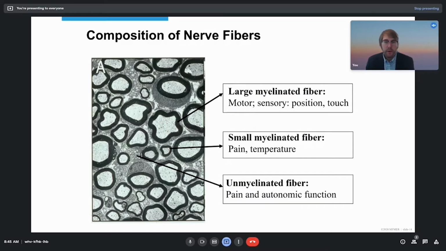Each nerve fiber, based on the caliber, has a different purpose, and the large myelinated fibers function to help sense vibration, joint position, and touch, and they also help to move the muscles. The small myelinated fibers and unmyelinated fibers, which you can see here, almost look like little soap bubbles in this picture. They function to communicate pain and temperature sense, and other functions like autonomic functions, which include sweating.